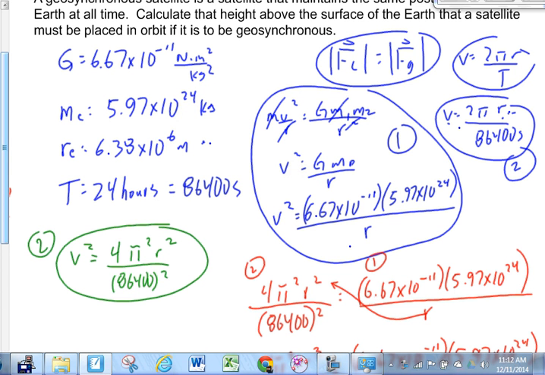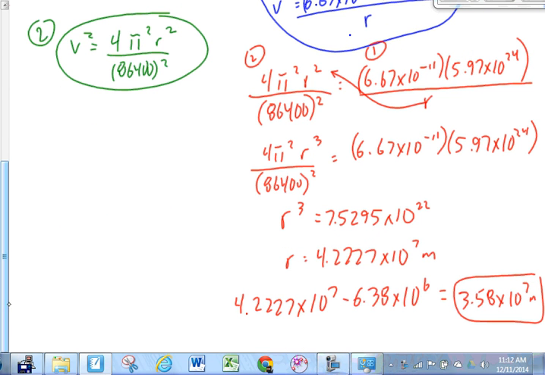The answer was 3.58 times 10 to the 7 meters. So geosynchronous satellites, what we're saying is they're really high up. The space station is 10 to the 3 meters up. This is about 10,000 times higher up than the space station is. So good news is you don't have to worry about colliding with these puppies because they're not 10,000 kilometers up. They're 10,000 times higher than the space station is. Got it?